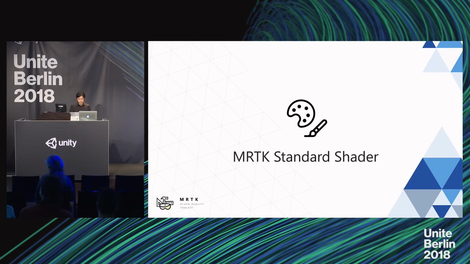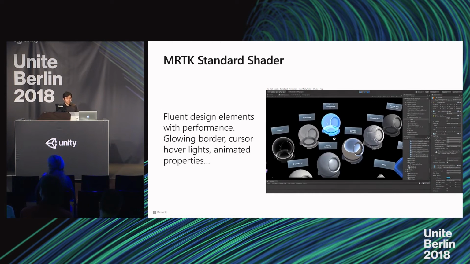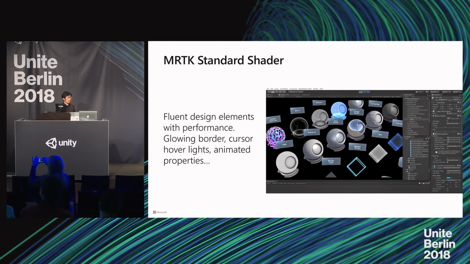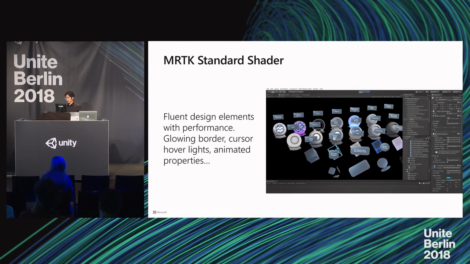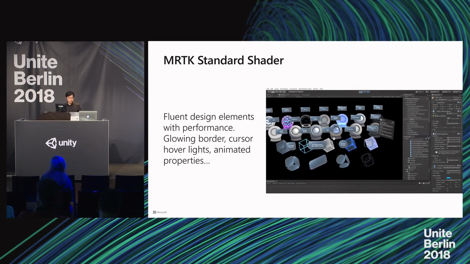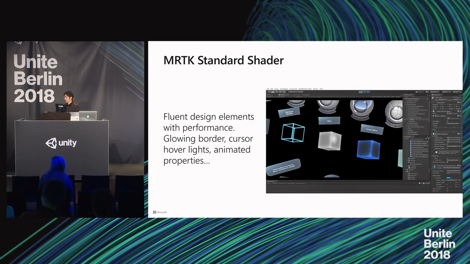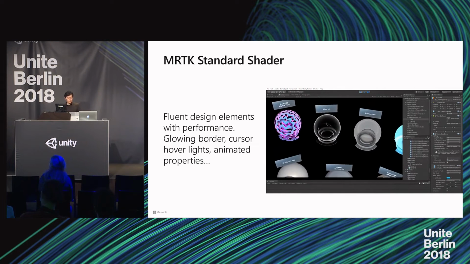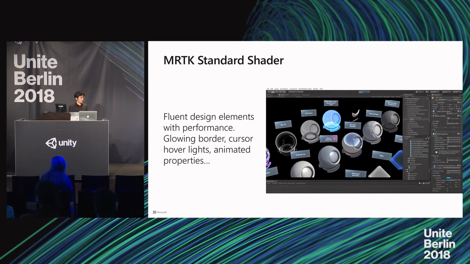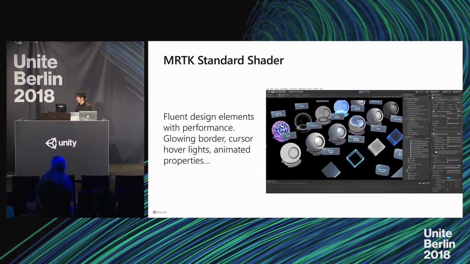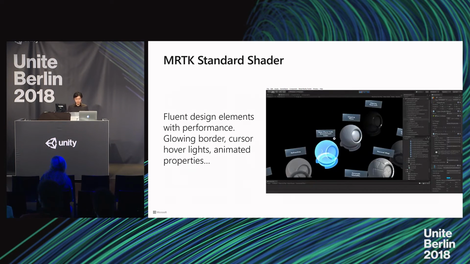Next, MRTK standard shader. This MRTK standard shader is a new shader which provides various types of options and visual effects, such as glowing border and a hover light. With this shader, you can easily achieve different types of fluent design elements, such as light, depth, and motion. And the good news is this shader is optimized for the HoloLens, so it runs at 60 frames per second. So it's very performant, and it's really great to play with.